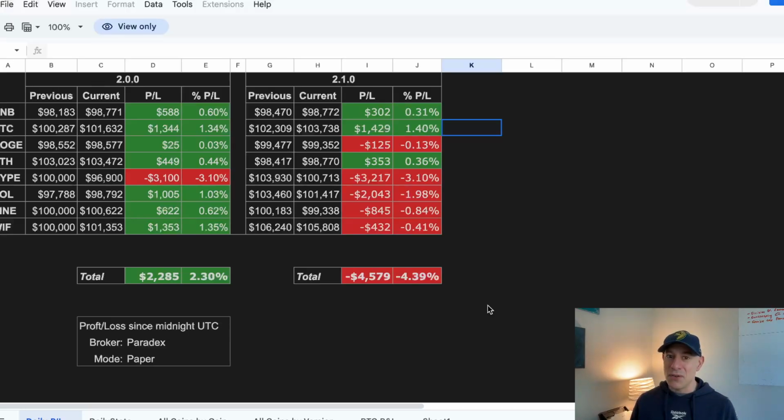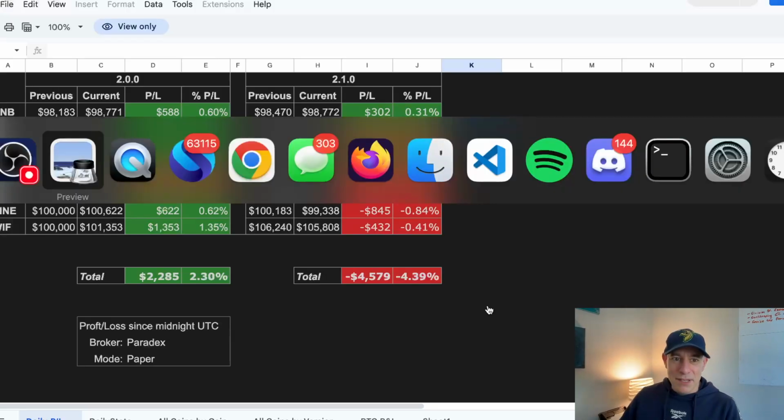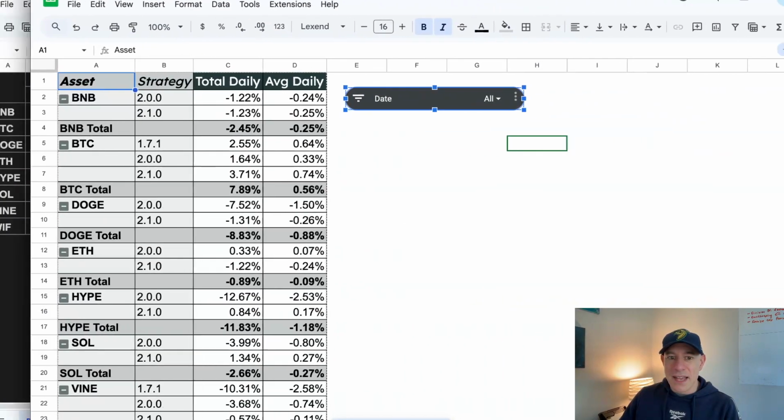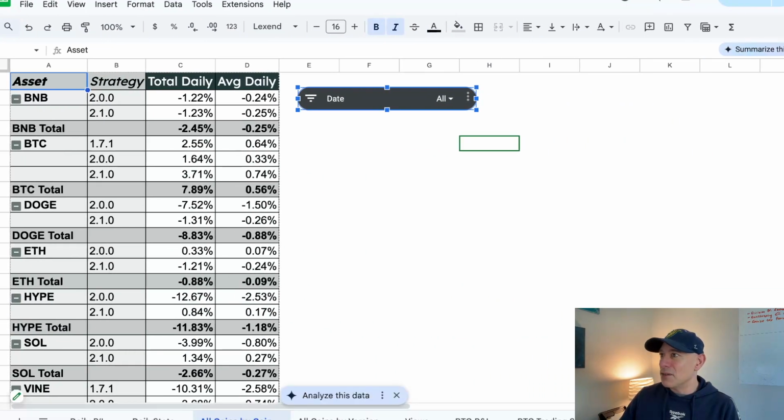So that's the big difference between these two strategies. Now, what I've seen, at least this week, since I've been running these guys side by side, is the 2.1 version has been performing quite a bit better. So let me see if I can pull up the stats here so I can see if we're fitting this stuff on the screen. We can see the total daily amount, the sum of the days, and then the average for each day.